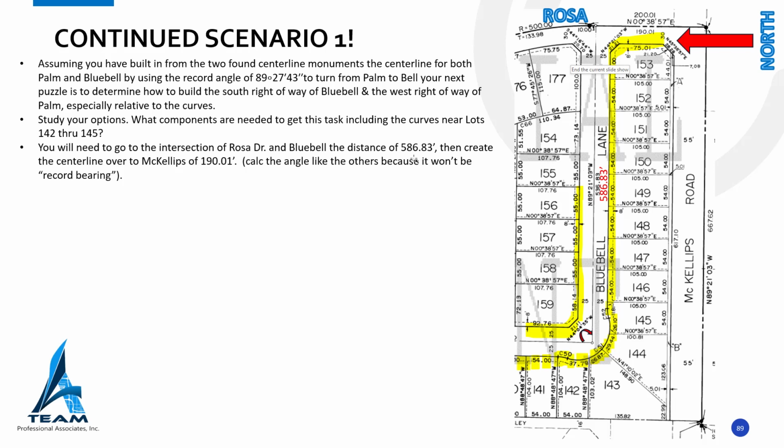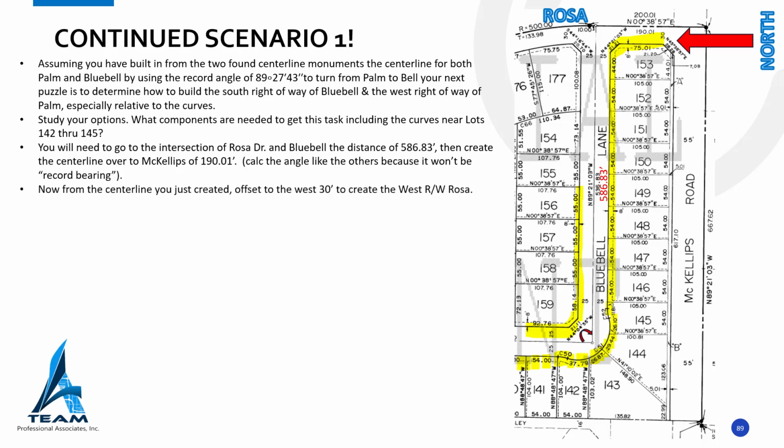So, just paying attention here. You will need to go to the intersection, that distance, then create the center line over to McClintock of 190.01. Calc the angle just like you did the others, because it won't be the record bearing. So once you get to this, you're not just going to fly over north 003857 east, or southwest if you were to do the back bearing. So you just can't plug that in. Calc the angle between the record, and then do it correctly by putting the proper angle in there.